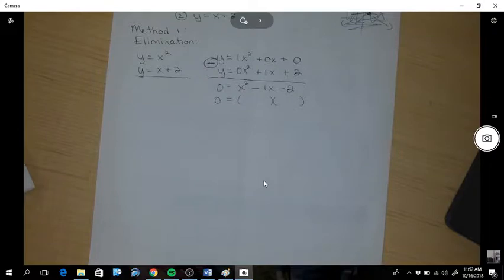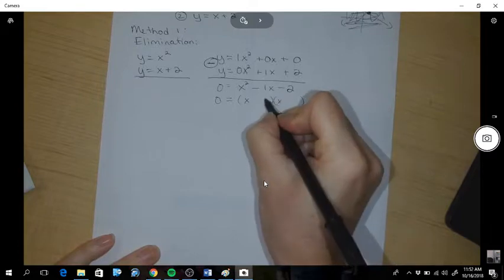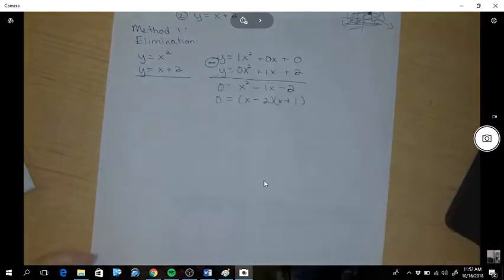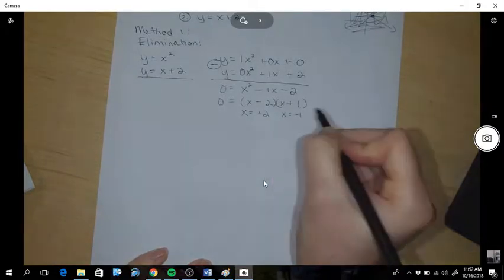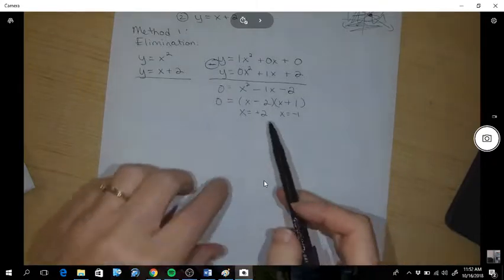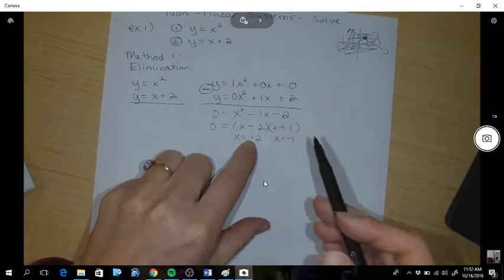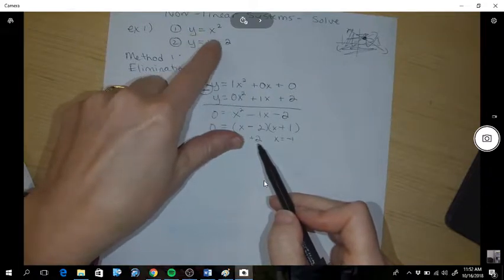Okay, so back to factoring simple trinomials. So we should have x, and then we need a 2 and a 1. This would need to be a negative, and this would need to be a positive. So my solutions would be x to be a positive 2, or x to be a negative 1. Okay, we're not done though, because I need to also know my y value. So what you're going to do is place this x value in to either equation. So when x equals 2, y would be 2 squared, or 4.